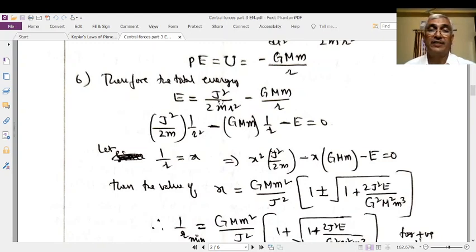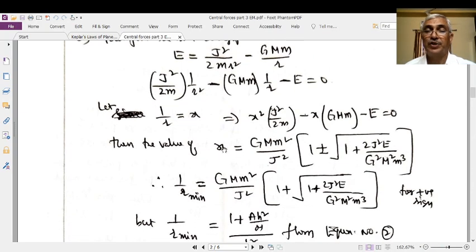Therefore, J square by 2m into 1 by r square minus GMm into 1 by r minus E is equal to 0. This is in the form of ax square plus bx plus c. If 1 by r is kept as x, you will get ax square plus bx plus c is equal to 0. Therefore, its solution is x is equal to minus b plus or minus root of b square minus 4ac, whole by 2a.